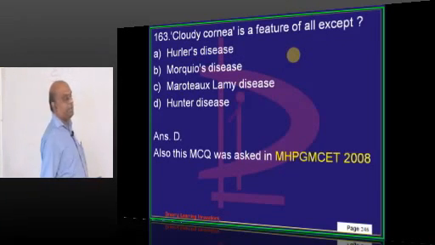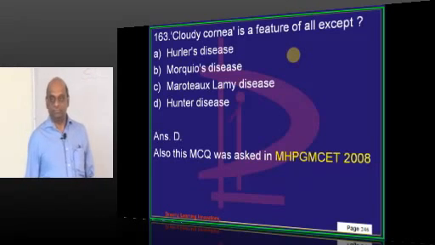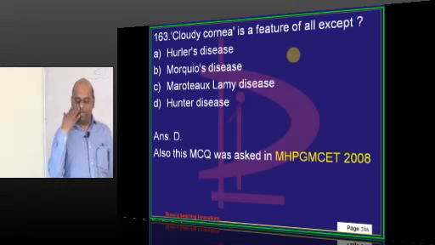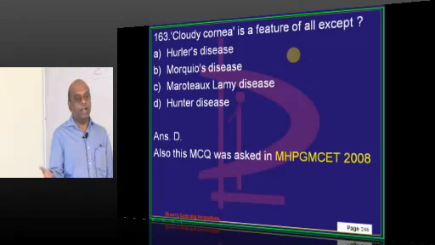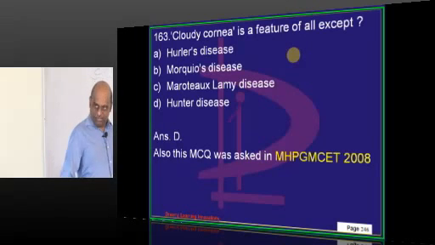Cloudy cornea is not a feature of Hunter. If the cornea is clouded, how can Hunter hunt? Right? Arjun's eyes should be sharp like the edge of a sword.